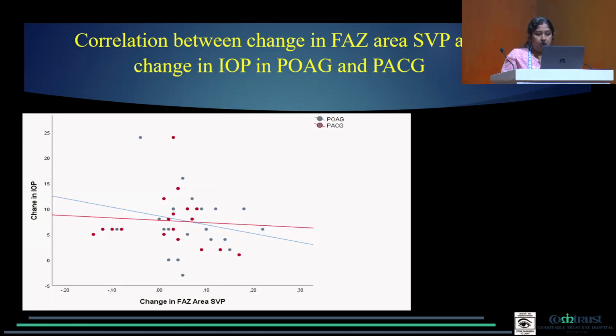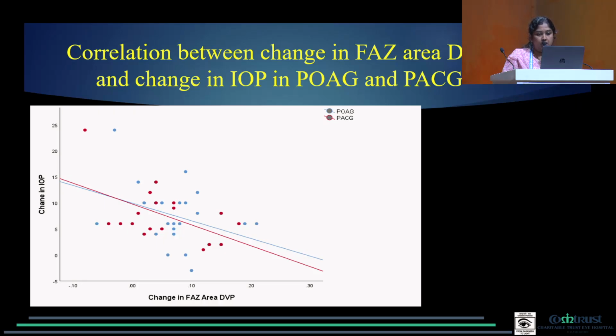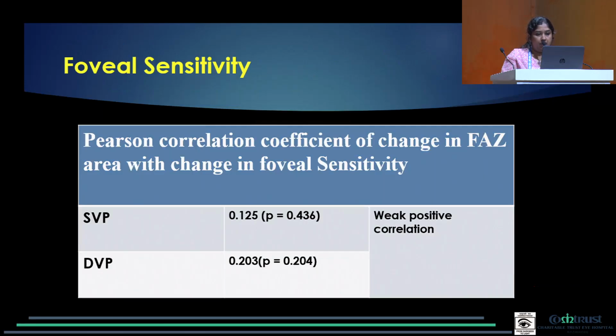The correlation between change in intraocular pressure and change in FAZ area in the superficial vascular plexus was weak, negative, and not statistically significant in the SVP. The correlation between change in FAZ area and change in IOP in the DVP was not statistically significant for the primary open angle glaucoma, but in PACG, there was a negative correlation which was statistically significant. Now, the correlation between change in FAZ area and foveal sensitivity was a weak positive correlation. Also was the case with HFA mean deviation.